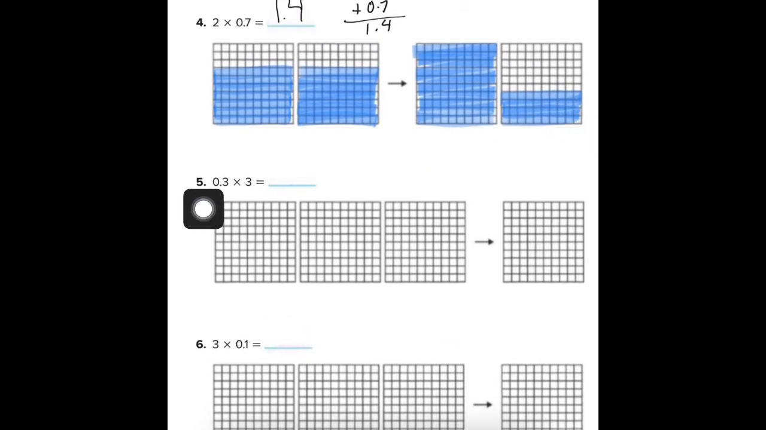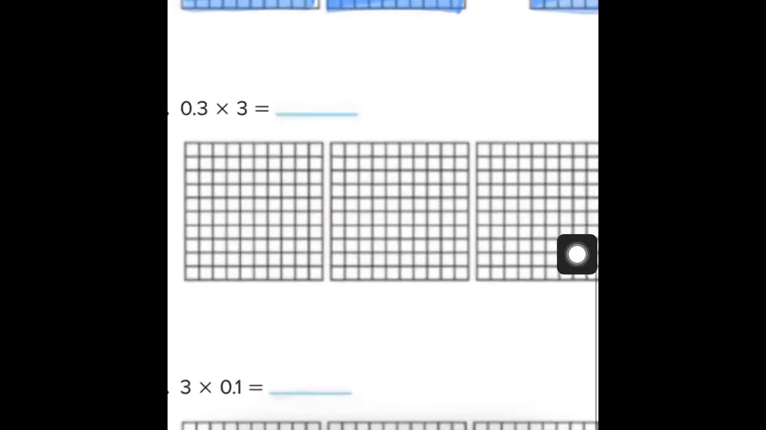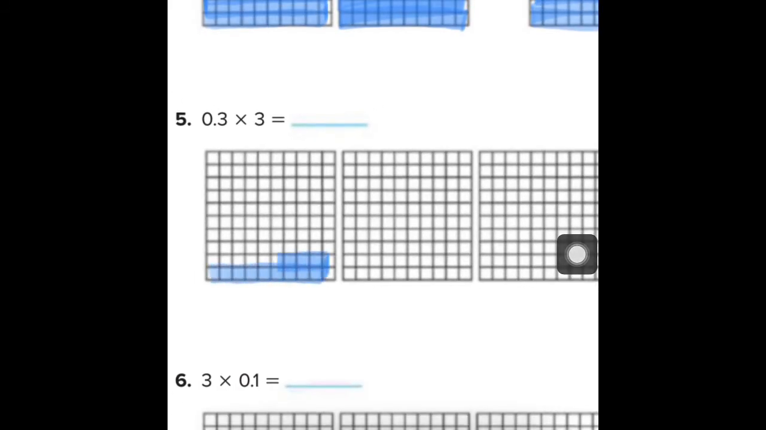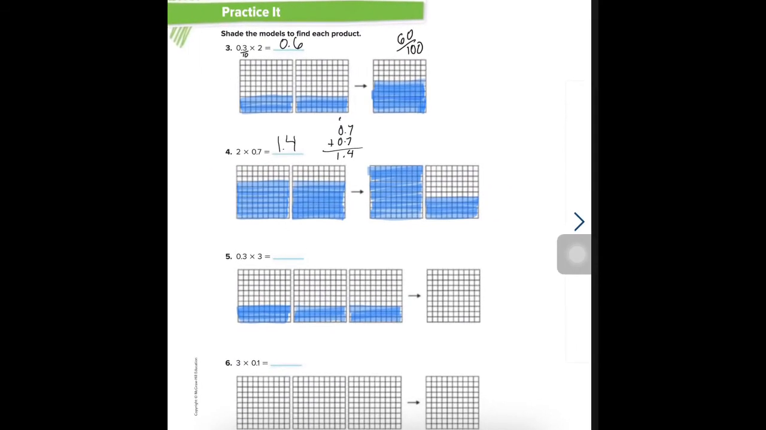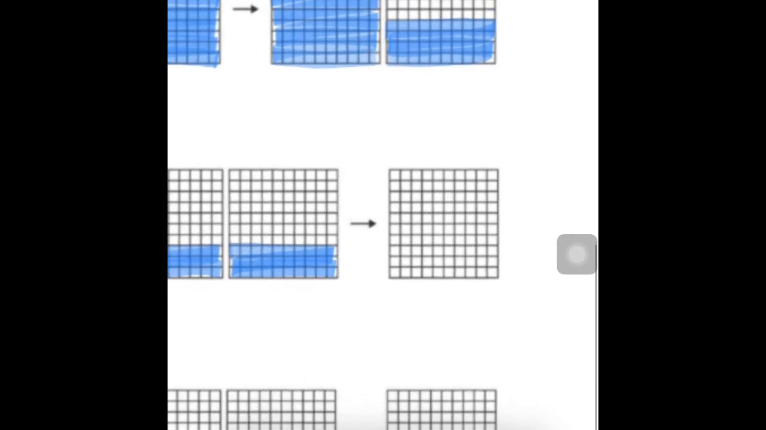There we go. Number 5, 3 tenths times 3. So again, we're going to fill 3 tenths here, 3 tenths here, 3 tenths here, and add them all together for here. Okay, now over here, we're going to fill it in 3, then another 3, then another 3.